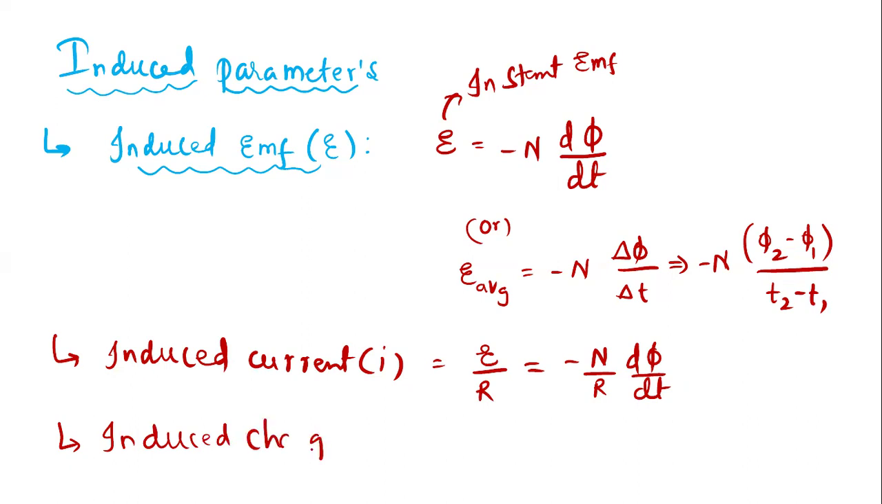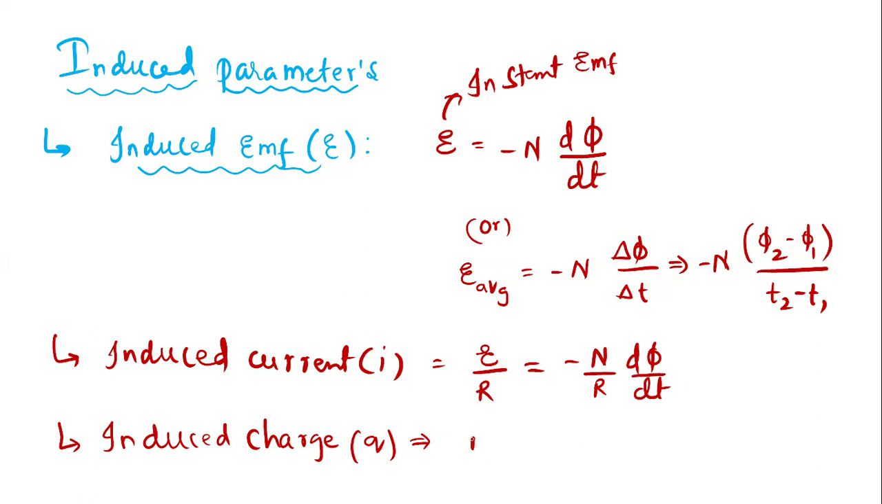Induced charge. So what is the induced charge here? Instead of this I, I'll write a Q, dq by dt. Can I write it? I'm trying to write that only. Induced charge is nothing but what can I write now?